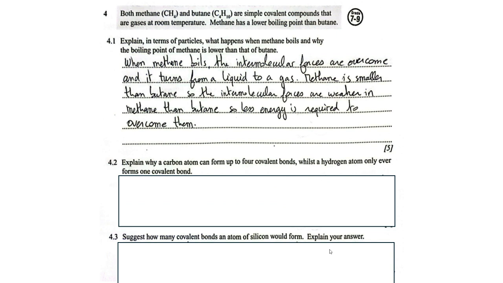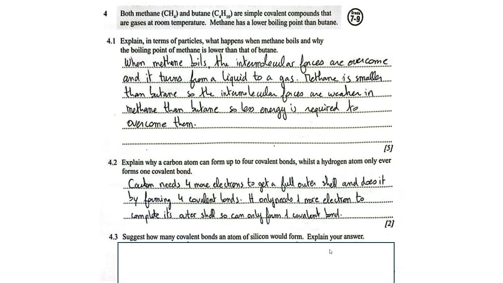Explain why a carbon atom can form up to 4 covalent bonds, whilst the hydrogen atom only ever forms 1 covalent bond. So carbon has 4 electrons in its outer shell. It wants 4 more, so it's going to form 4 covalent bonds. Okay. Hydrogen only has 1 electron, but it's in the first shell that can only contain 2 electrons. So it only needs 1 extra electron, and therefore will only form 1 covalent bond.